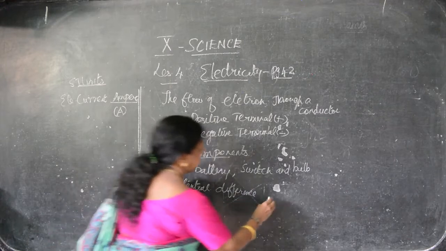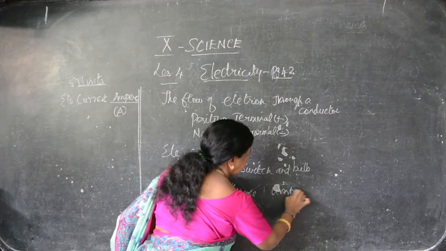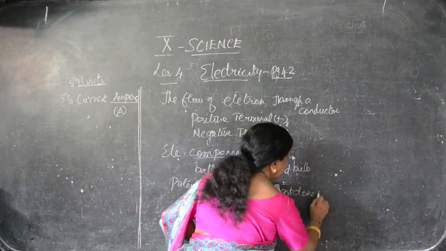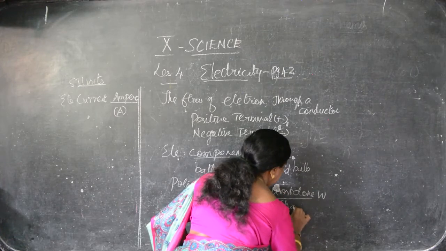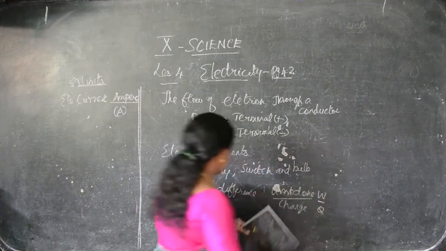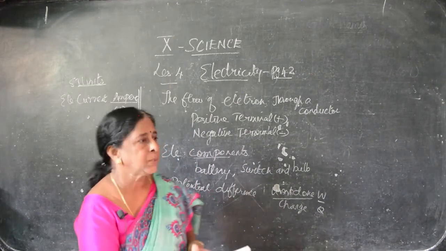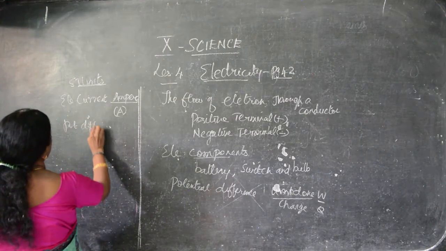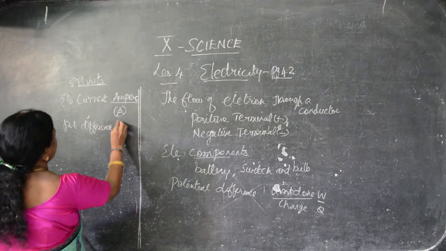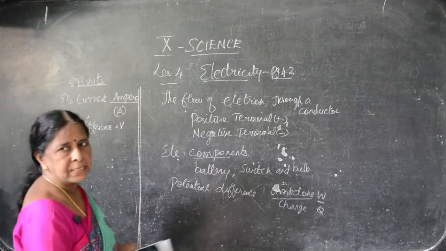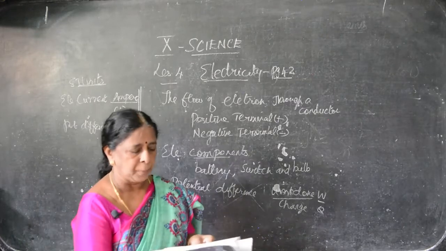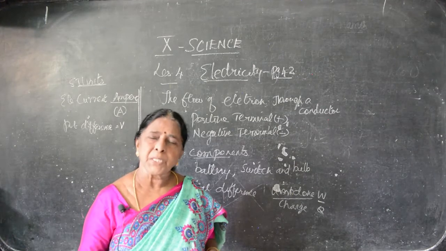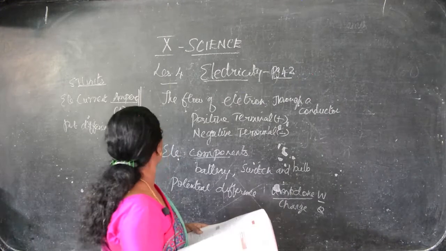The work done from the positive charge, work done is W, charge is Q. Potential difference is W by Q. Otherwise we can say potential difference as V. The unit of potential difference is V, which we can measure using a voltmeter. Electric potential and potential difference are both the same. It can be measured by V.